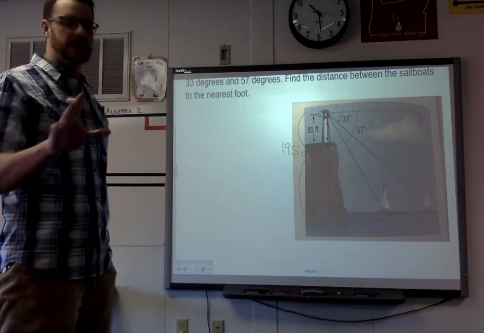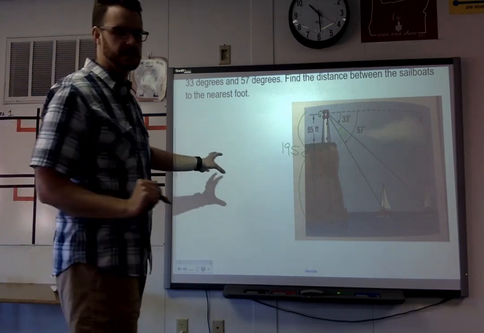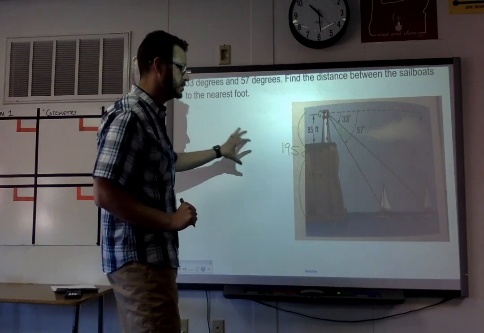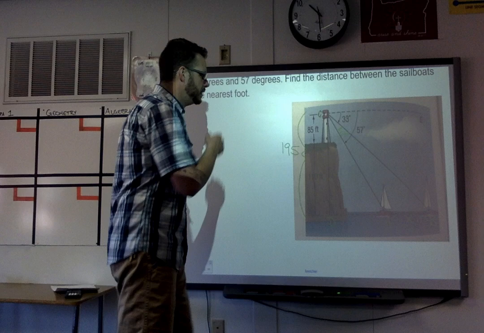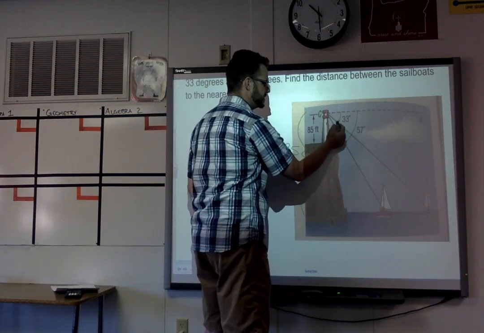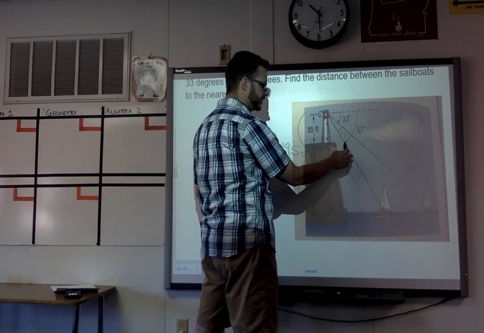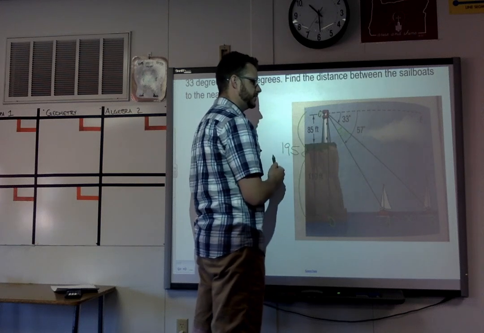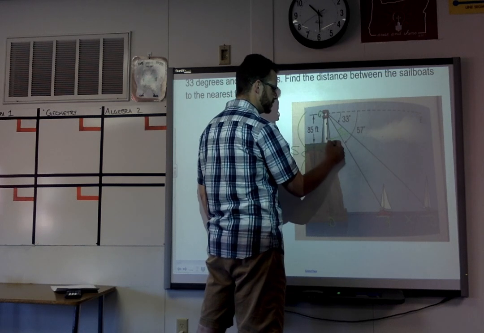Now, to be able to see this a little bit better, remember these notes are up on Schoology as well, so make sure if you need to, you can go look at that as you're following along with this video. So then we know that this is a 90-degree angle. If this is 57 degrees, 90 minus 57 gives us an angle measure of 33 degrees.